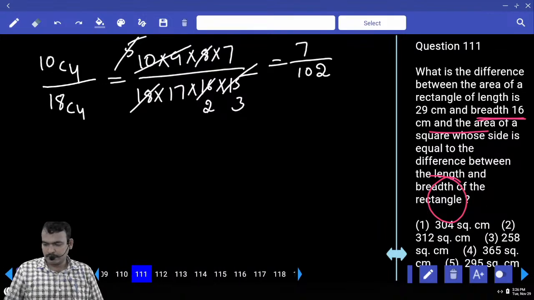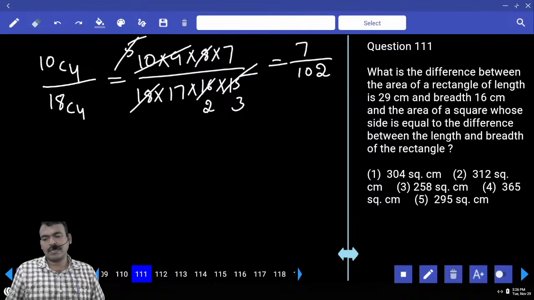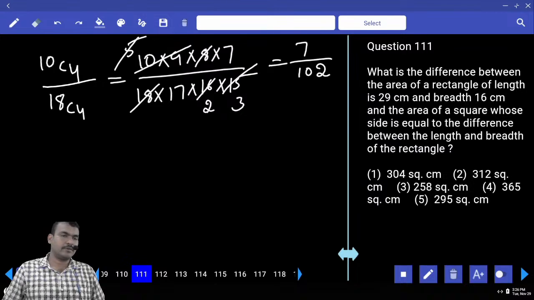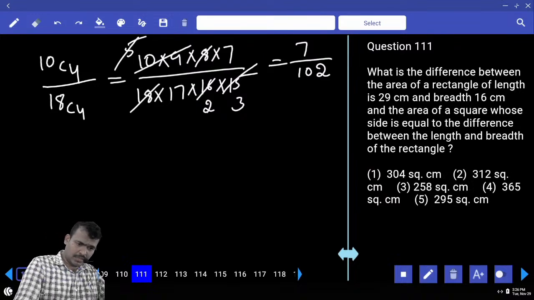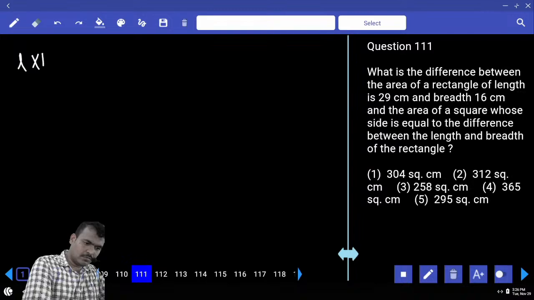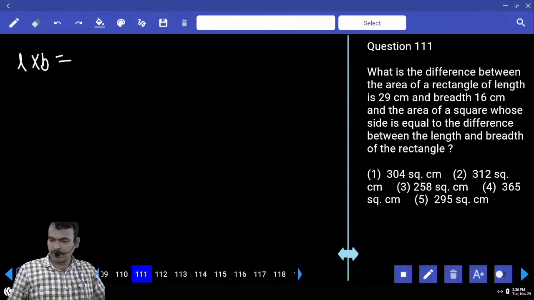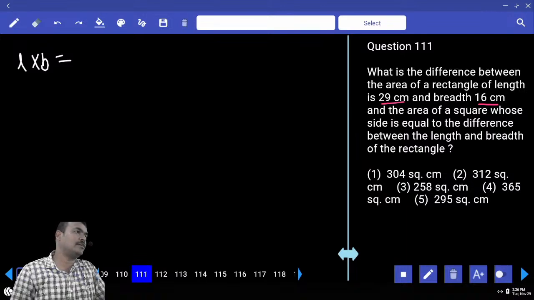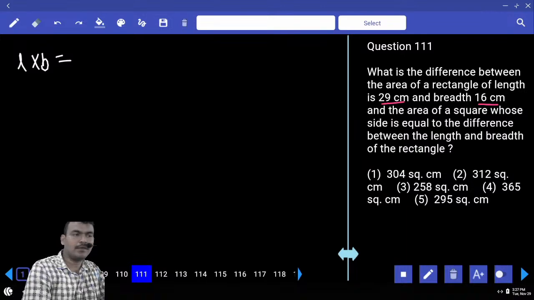Next 111. What is the difference between the area of a rectangle of length 29, breadth 16 and the area of a square whose side is equal to the which one? Difference between the length and breadth of the rectangle. What is the area of a rectangle? Length into breadth. What is the length value? 29. Breadth is 16. 29 into 16. 480 minus 16 or not?